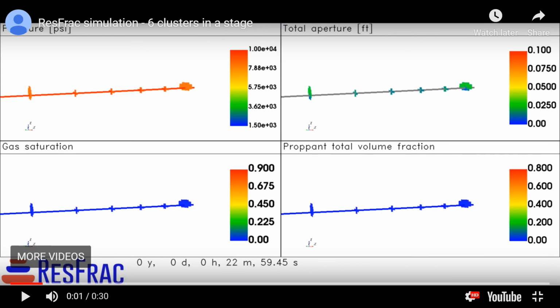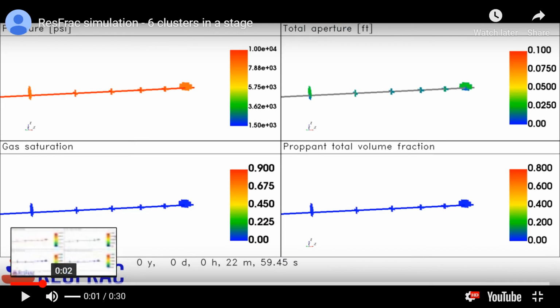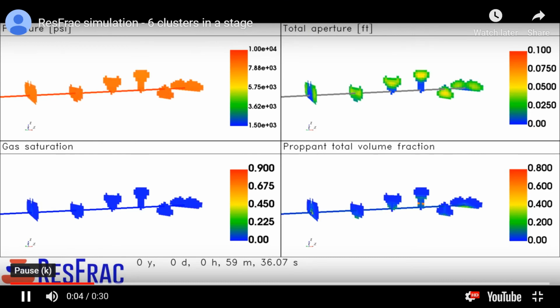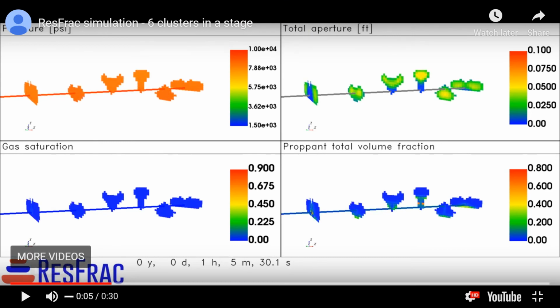Let's see. Here on the left, you have apparently fracture pressure, aperture, and then here on the bottom right, you have proppant total volume. So let's see what's going on. The fracture is starting to grow. Okay, what do you notice here at the very beginning? In which direction are the fractures growing? Some of them are growing up, right?